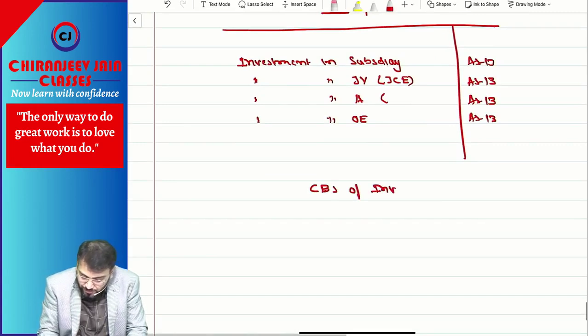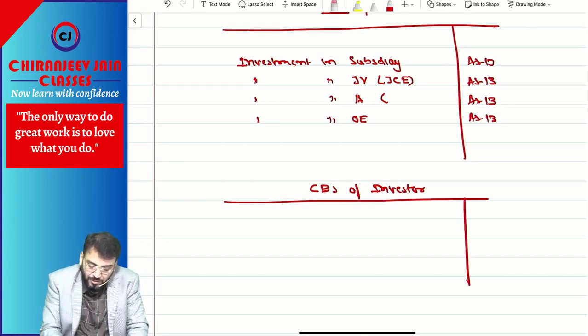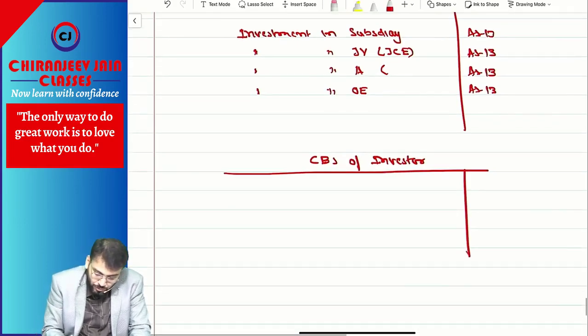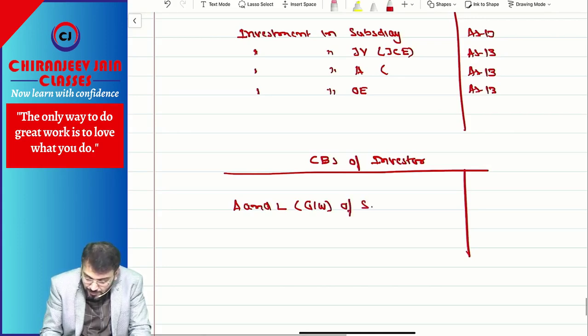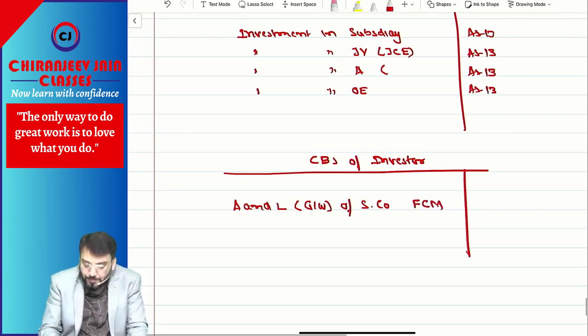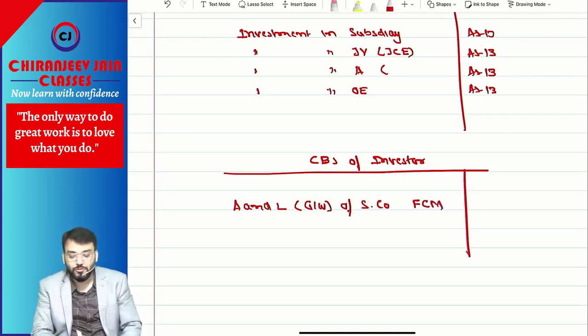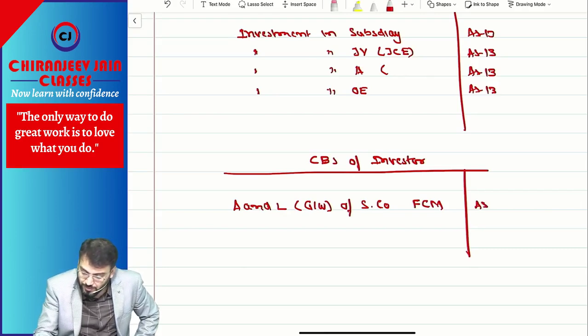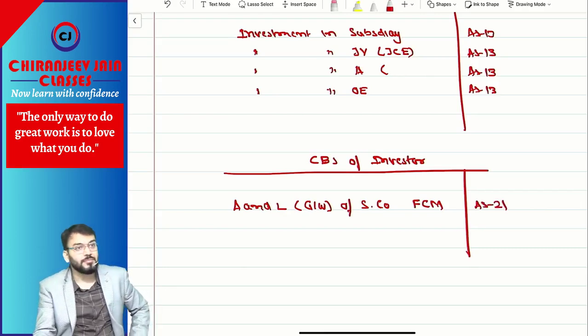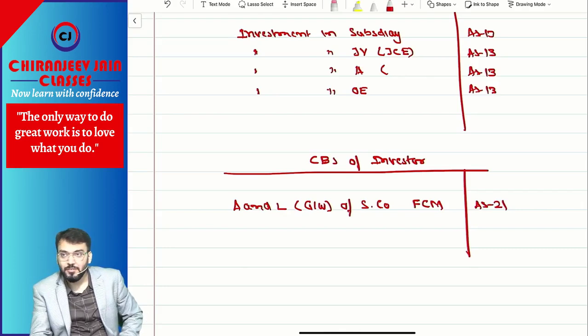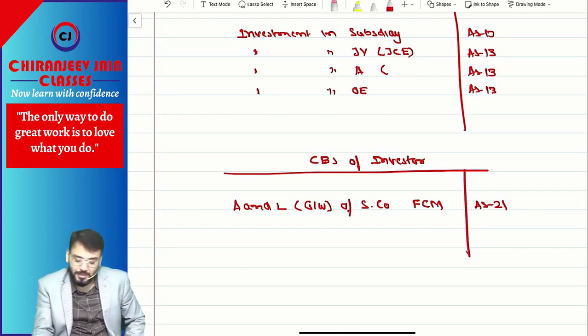of the investor, will you write investment in subsidiary? No. The assets and liabilities along with goodwill of the subsidiary company will be shown. We will apply the full consolidation method, FCM. Full consolidation method is as per which AS? AS 21. Are you getting what I am saying? AS 21, same thing.